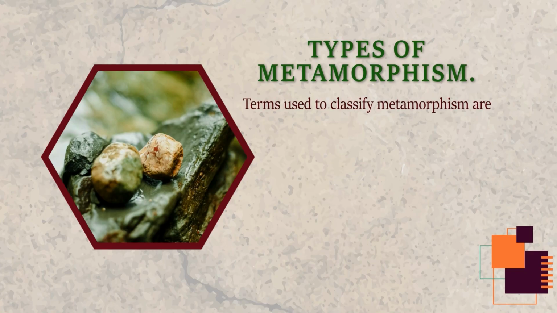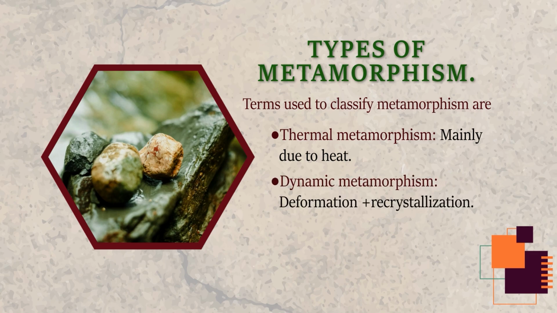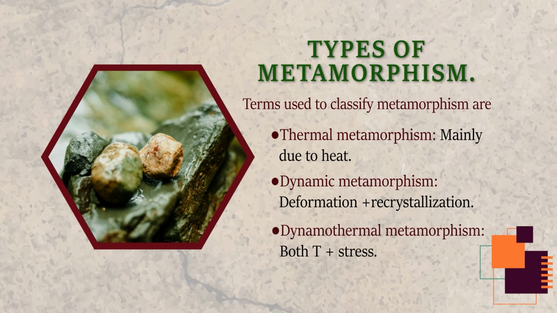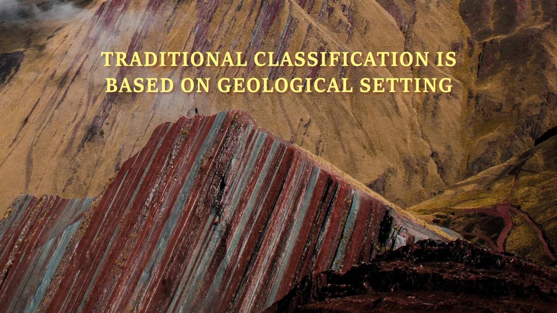The terms used to classify metamorphism are thermal metamorphism, where heat plays the dominant role, whereas dynamic metamorphism, where deformation and recrystallization take place. In case of dynamothermal metamorphism, both temperature and stress play a very significant role. The traditional classification is based on geological setting, that is regional metamorphism.